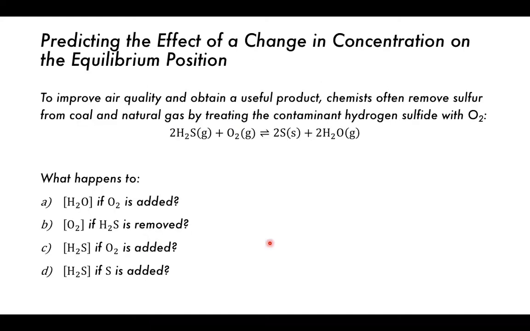So predicting the effect of a change in concentration on the equilibrium position. To improve air quality and obtain a useful product, chemists often remove sulfur from coal and natural gas by treating the contaminant hydrogen sulfide with O2. H2S reacts with oxygen to give sulfur plus water. And so what we want to know here is what happens if A, B, C, or D happen.